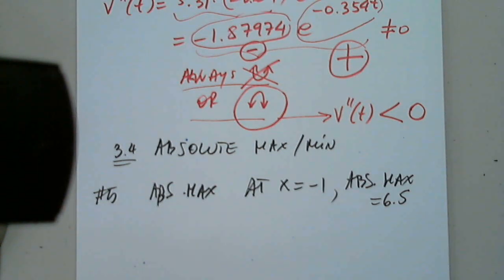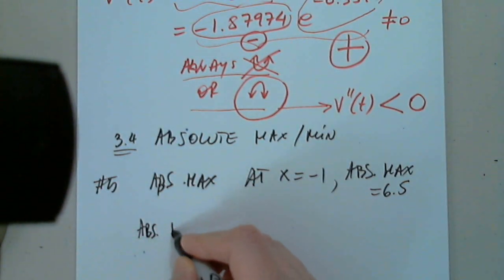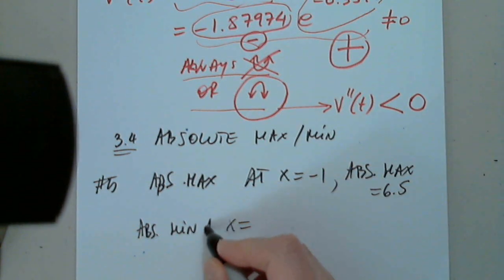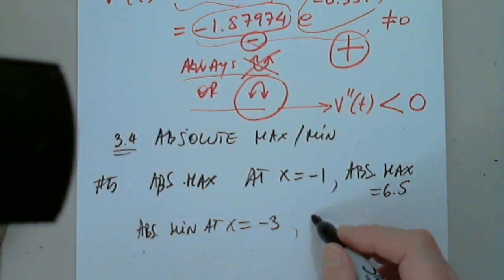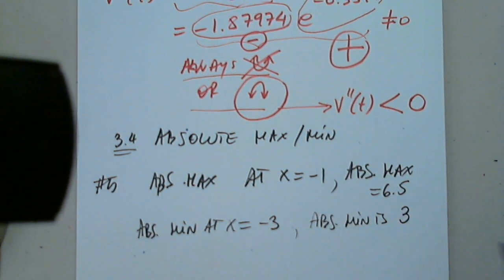Yes. Because we can show the open interval. Awesome. Perfect. Is there an absolute minimum? No. 3. The absolute minimum is 3. Where is it located? -2. Good. So we will write that at x equals -3. Absolute min is 3.